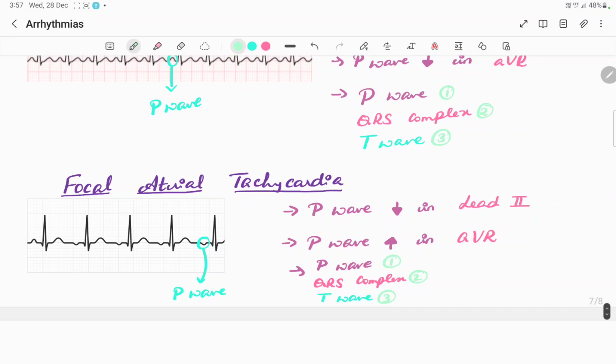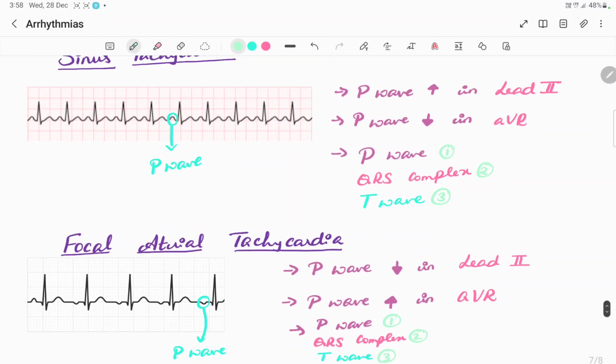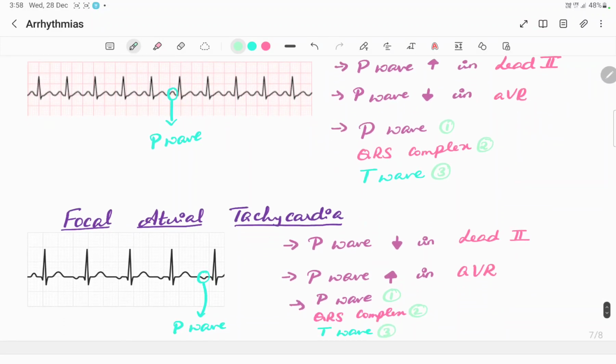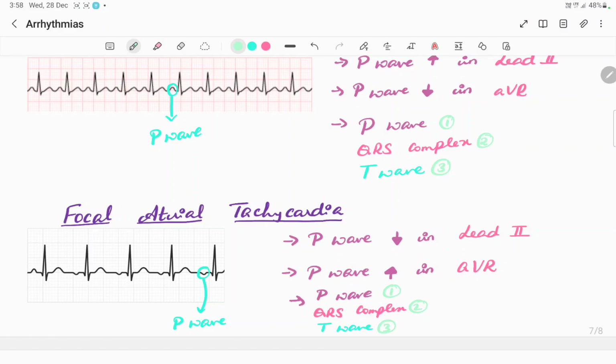Focal atrial tachycardia is quite similar to sinus tachycardia. There is just one difference. In lead 2, we see here the P wave is inverted. Okay, there's an inverted P wave, whereas in AVR there is an upright P wave. And apart from that, everything is normal. There's a P wave, there's a QRS complex, and then there's a T wave. Everything is there. It's normal. But the only difference is in lead 2, there'll be an inverted P wave, and in AVR there'll be an upright P wave. So it is just the opposite of what we saw for sinus tachycardia. It's just the opposite for focal atrial tachycardia. Thank you.